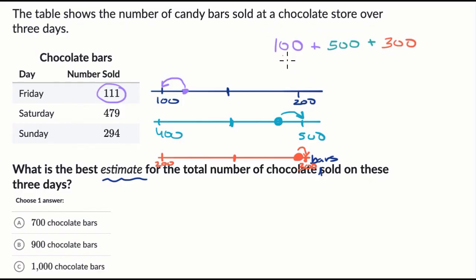Sorry, I made a mistake. If I have 1 plus 5 plus 3, that's 9. So if I have 100 plus 500 plus 300, that's going to be equal to 900. Or another way to think about it, 100 plus 500 is 600, plus 300 is 900. And that is choice B right over here.